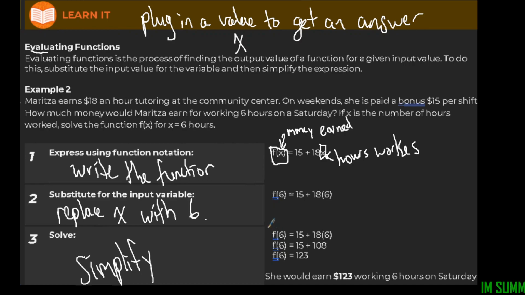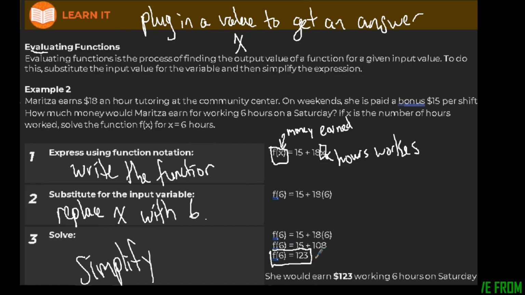So what that means is this. We plug in the value, so f of 6 equals 15 plus 18 times 6. Then we say, okay, 18 times 6 is 108, and then 108 plus 15 is 123. So that would be our final answer. f of 6 equals 123.